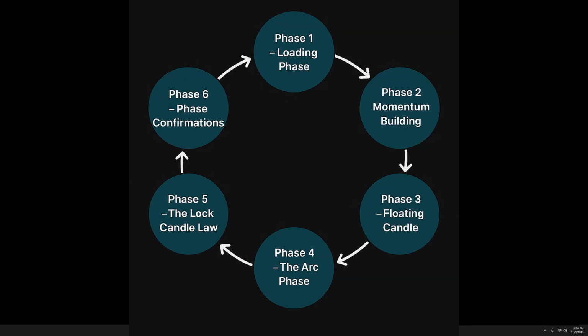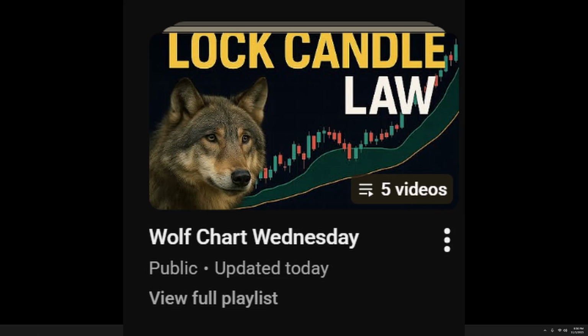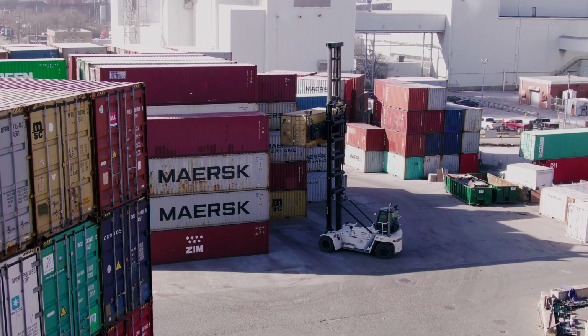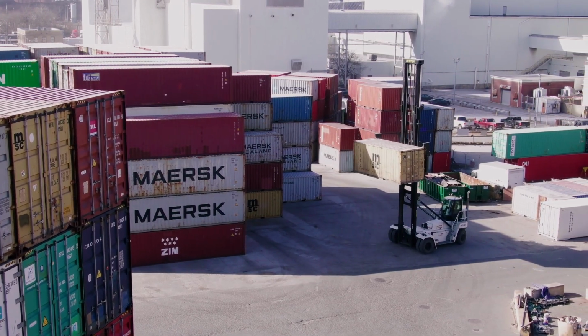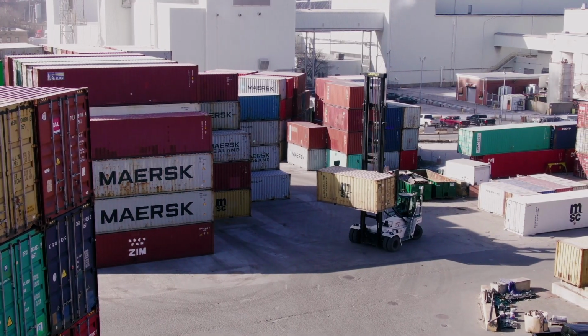Today we're tying it all together from loading phase to the lock candle and learning how to read the entire story of a move, not just one candle. If you've been following the Wolf Chart 2.1 series, you've learned how each phase builds onto the next. In this video, we're stacking them all together so you can finally read price like a story. Because when you know where you are in the cycle, you stop chasing and start confirming.